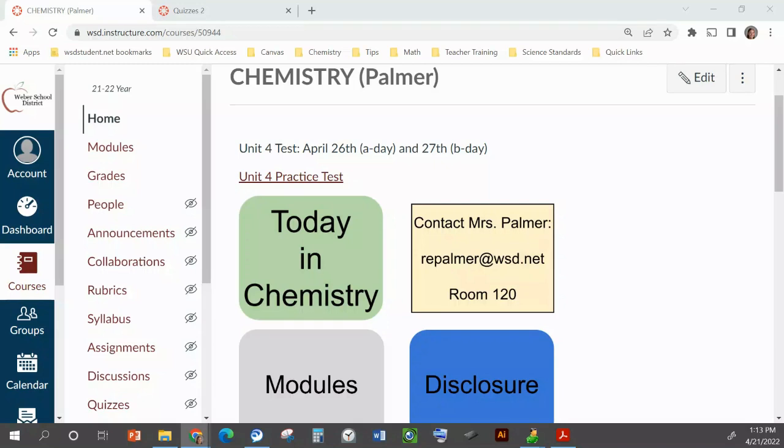Next, let's see, the 27th. So 27th is, I think, a Wednesday. So next Wednesday, we will have a test on all of quarter 4 stuff. So all the energy and chemistry, that will be our test for quarter 4, okay?